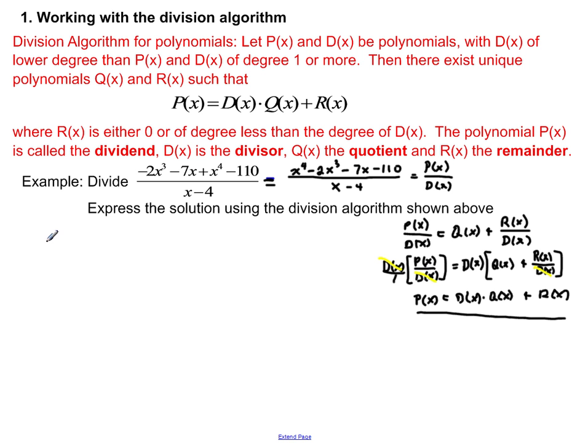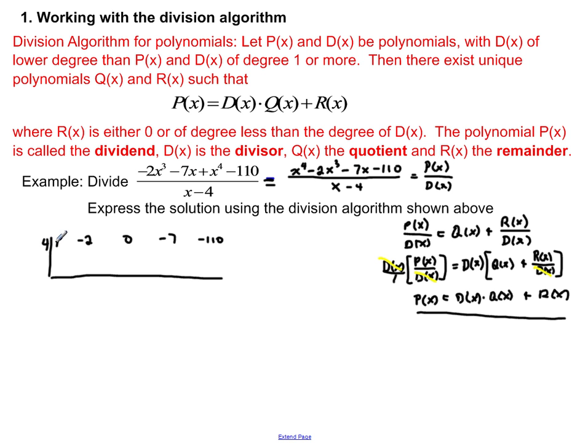I'm going to divide by x minus 4. I know that x minus 4 is equal to 0 at positive 4. I change the sign for my synthetic division setup. I put in each of my coefficients here from p of x. So in this case, it's 1x to the fourth, negative 2x cubed, 0x squared. Don't forget your placeholder. Minus 7x minus 110 as the constant.